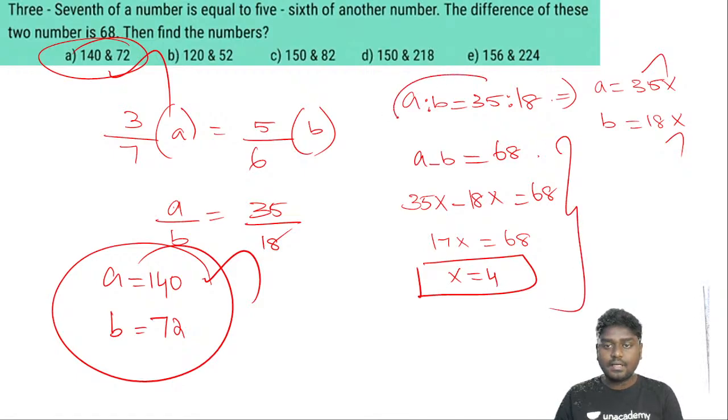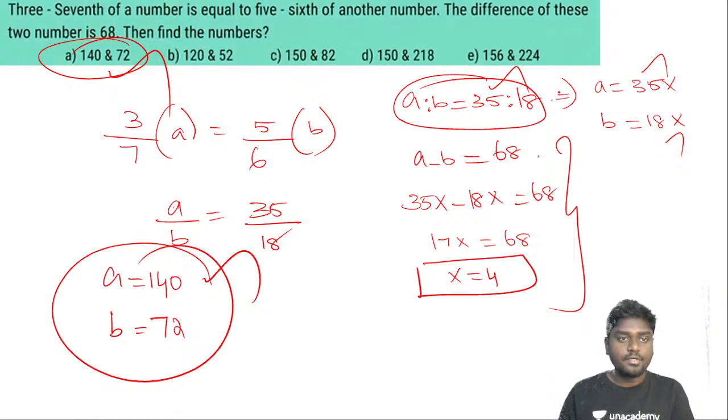you can simply tell the answer just by looking at the ratio. I'll tell you how it is. You can simply do what? 35 is to 18, right? 35 is to 18 means you definitely know the fact that A should be multiple of 35 and B should be multiple of 18. So just by looking at the options, if you see option B, where A is given as 120, 120 is not a multiple of 35, simply just rule out.